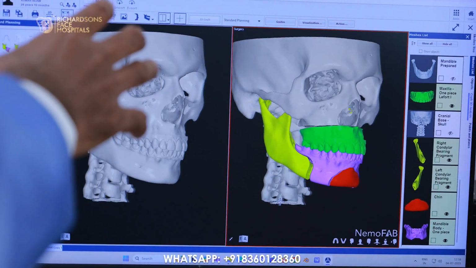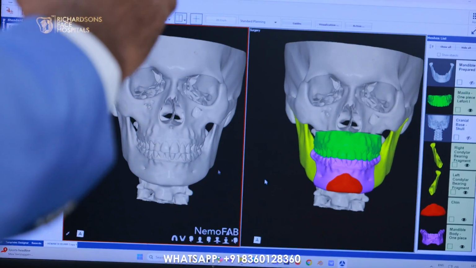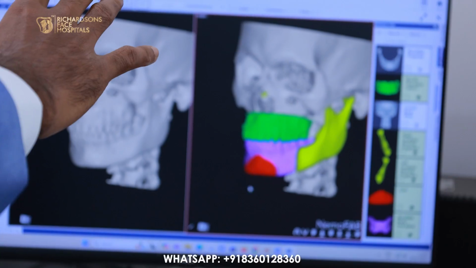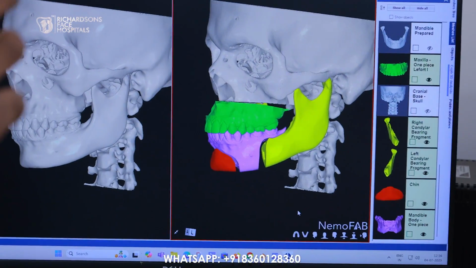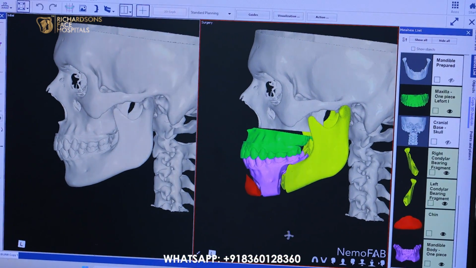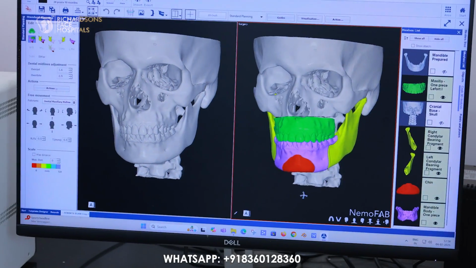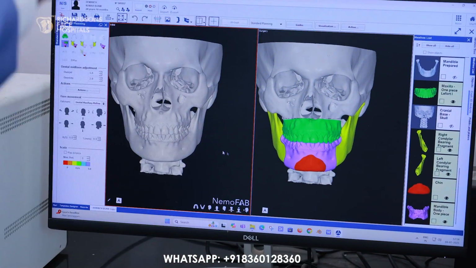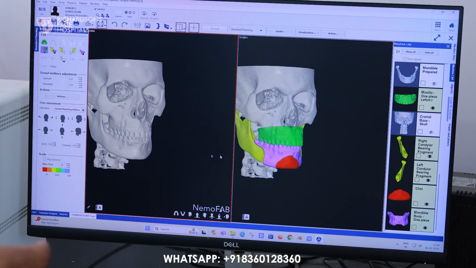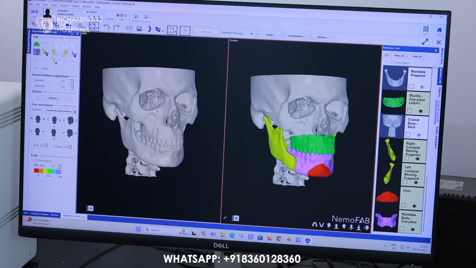I think you can understand the amount of improvement he's going to have in terms of the way he looks, both in the middle third of the face and in the lower third of the face. This is really nice.